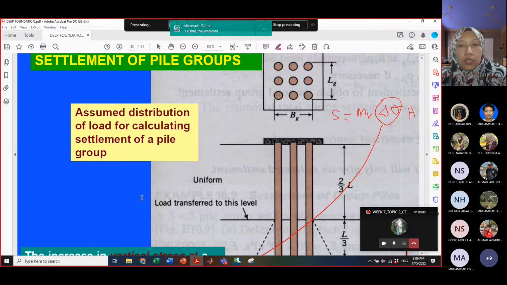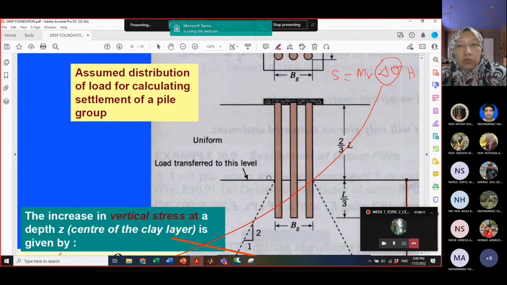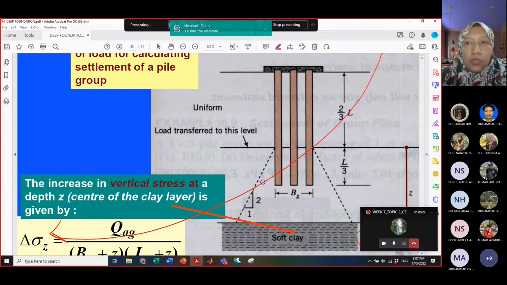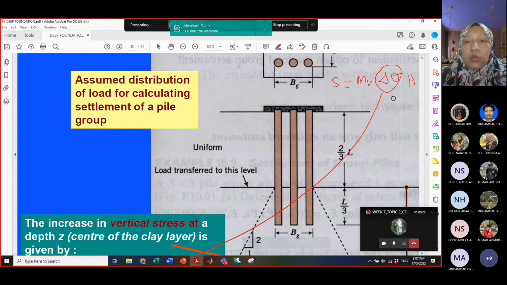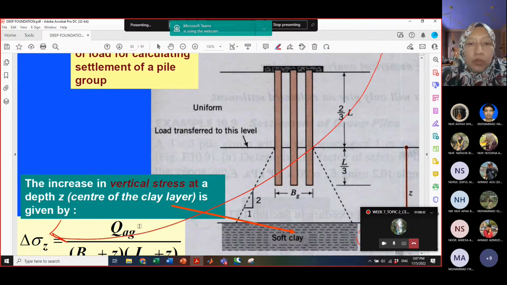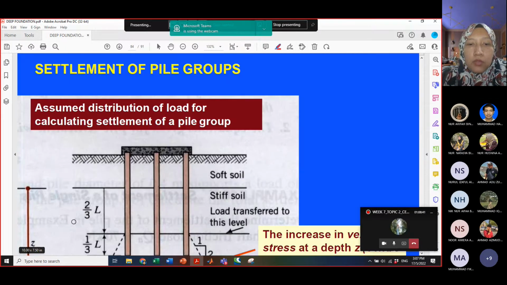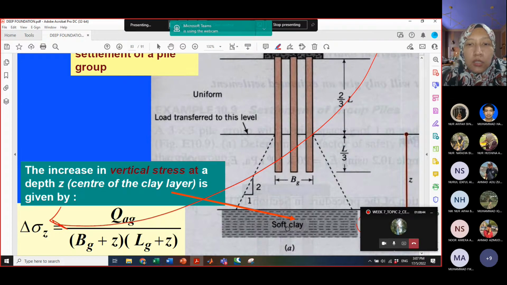So this delta sigma V, as I said just now, refers to what we have in the soil question's parameters. If the question gives you some example where you are given the mV value, then H2 you already know. The thing is that what you don't know is the delta sigma V. So this delta sigma V can be estimated from this formula. So the increase in vertical stress at depth Z, center of the clay layer, is given here. So that is another way of how we get delta sigma V by considering the pile group effect.